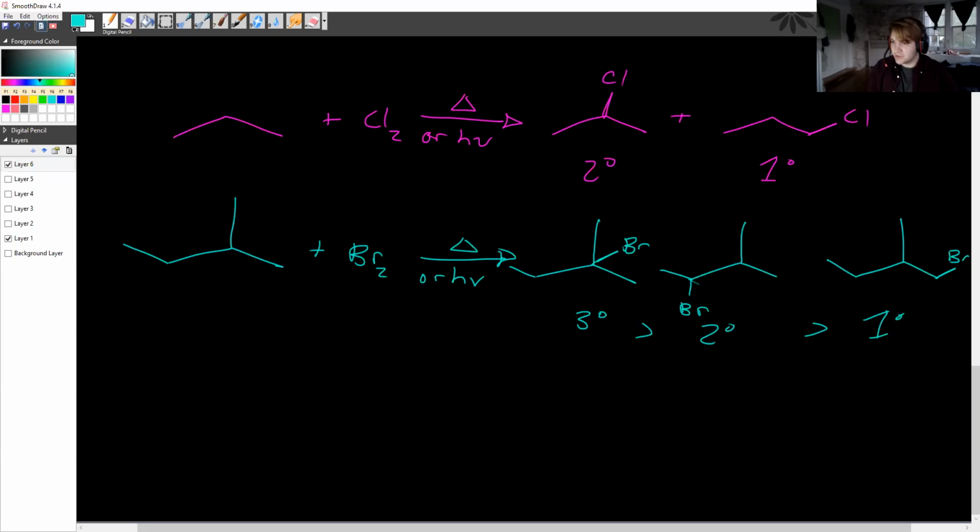And so that's the basis of what we're talking about. This is everything that we just care about. And so when we're talking about the propagation, it's going to favor for bromine tertiary over secondary or primary. And then for chlorine, it's pretty much going to be 50-50. All right.